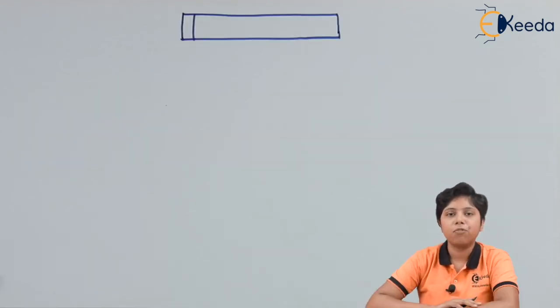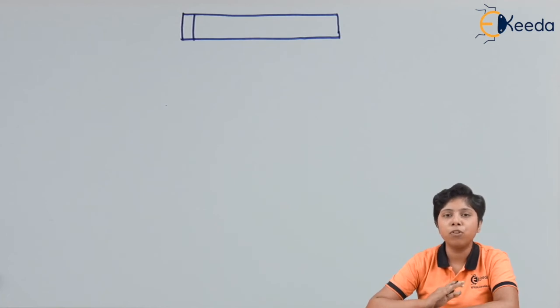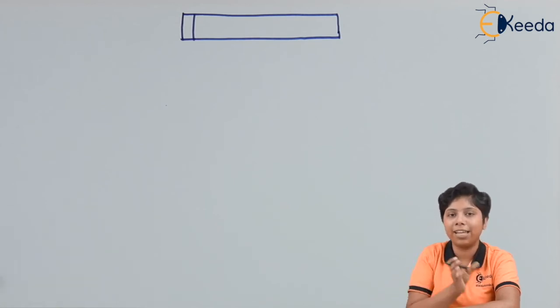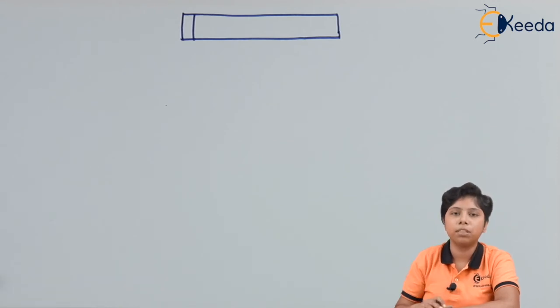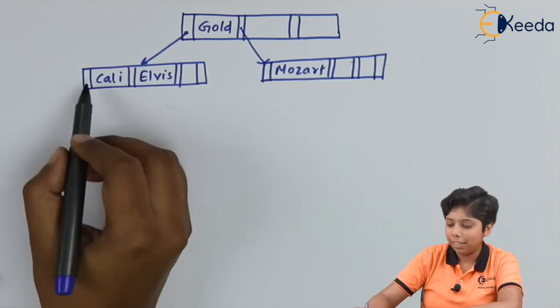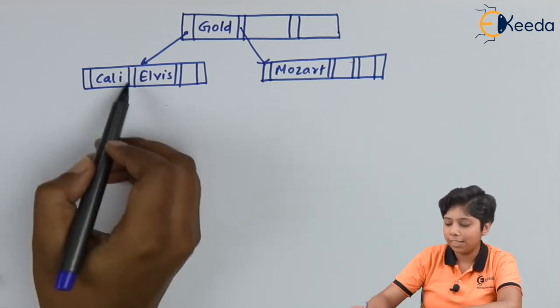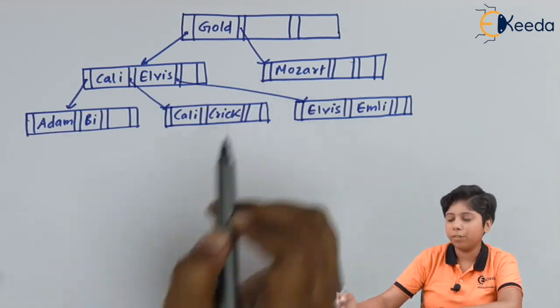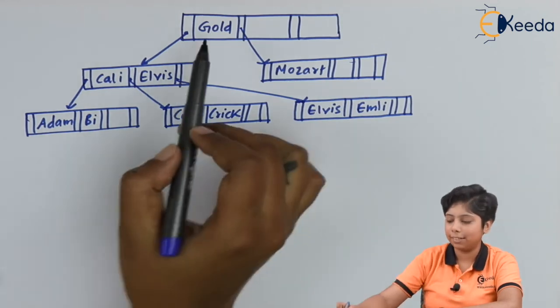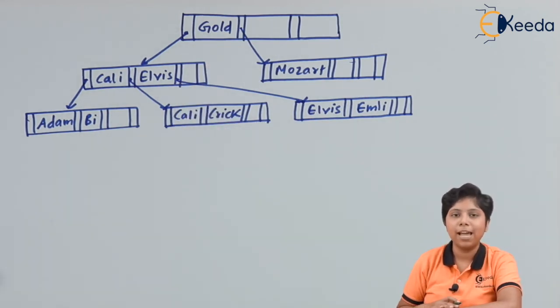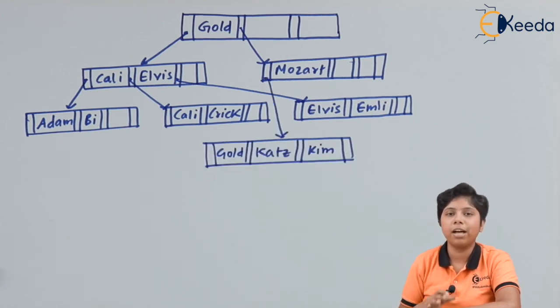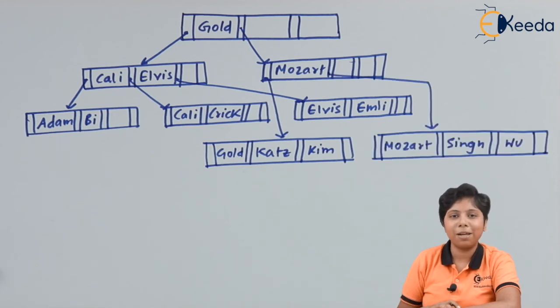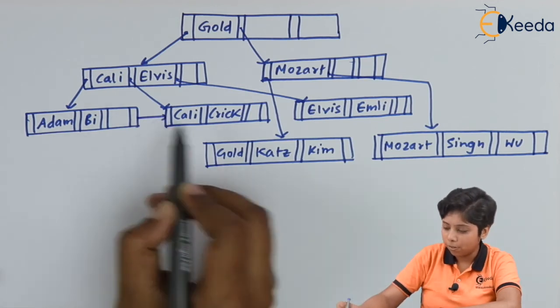So from our last example, we have seen that we need to move Gold to the root of the tree so that we can have Kelly and Elvis as the left child and Mozart as the right child. Now Kelly will have Adam, Bill on the left and Kelly, Creek in the middle, and Elvis will have Elvis, Emily on the right. Now the left side of Mozart will have Gold, the previous value of the root node, as the leaf node, and Cats and Kim as the left node. Finally, with the right side of Mozart, we will have Mozart, Singh and Wu. So now all my leaf nodes will have the parent nodes Mozart and Kelly, Elvis. So now the leaf nodes will be connected to each other.